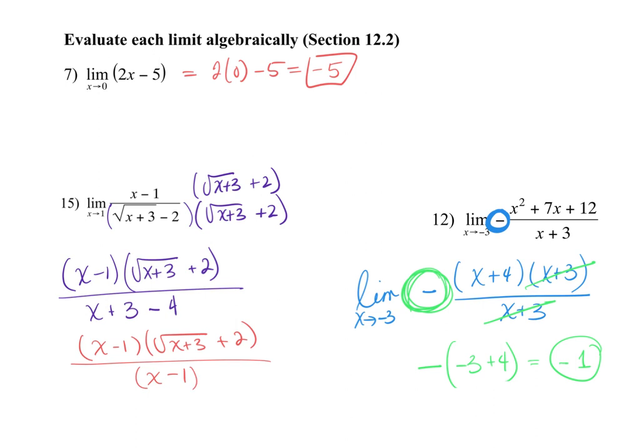And of course, we are still finding the limit as x approaches 1. So when I cancel out my problem, I can now just plug it in, right? And so I have 1 plus 3 in the root there, which is the square root of 4, or 2, plus 2. My answer here is 4.